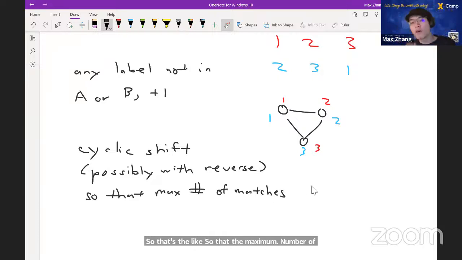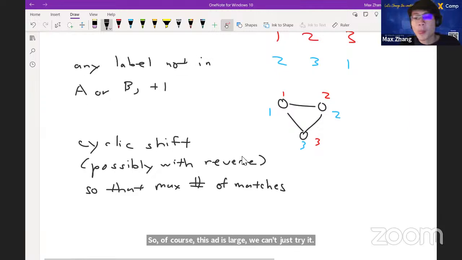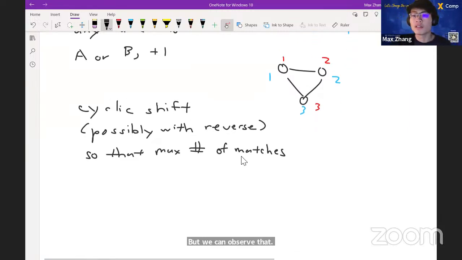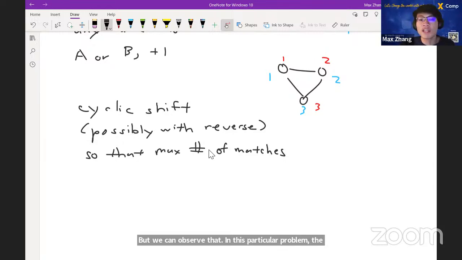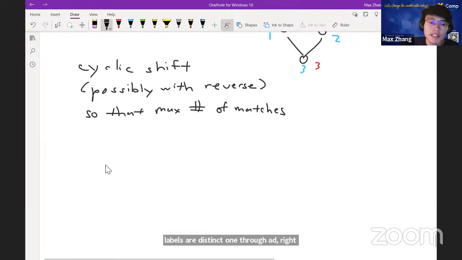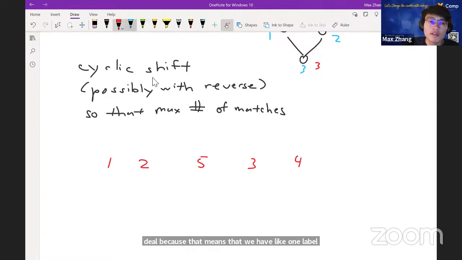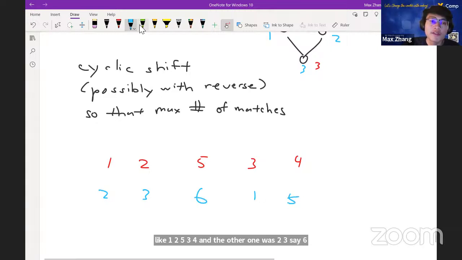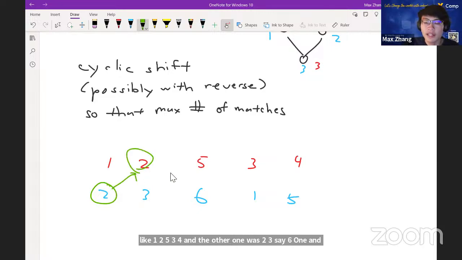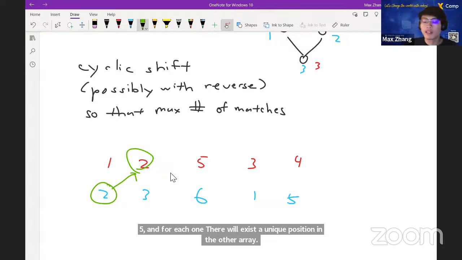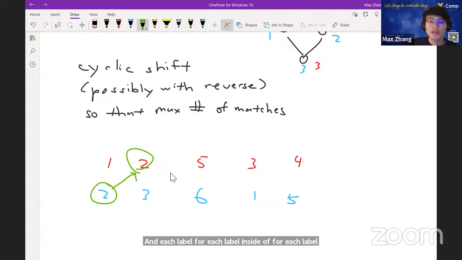So of course, since n is large, we can't manually try every single shift, but we can observe that in this particular problem, the labels are distinct, 1 through n. It's a permutation overall. And that's a pretty big deal, because that means that if we have one labeling like 1, 2, 5, 3, 4, and the other one is 2, 3, let's say 6, 1, and 5, then for each label in one array, there will be a unique position in the other array, or it does not appear at all.